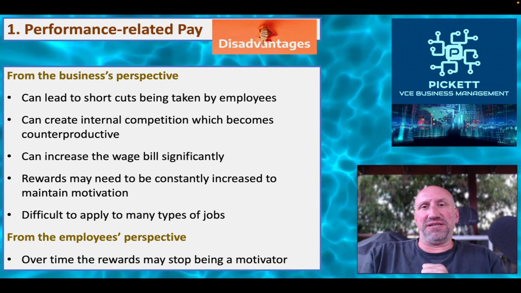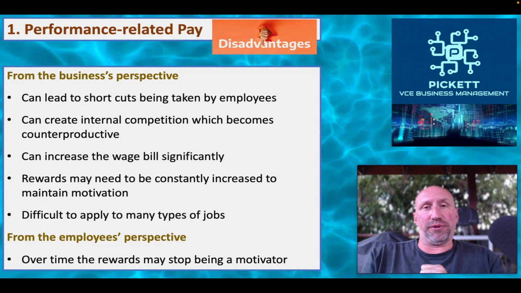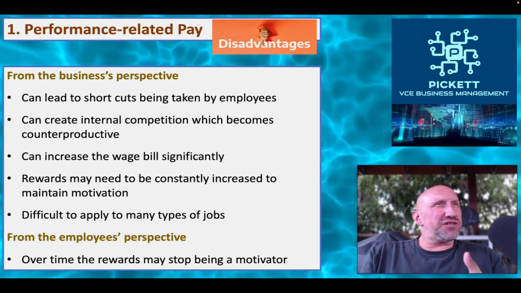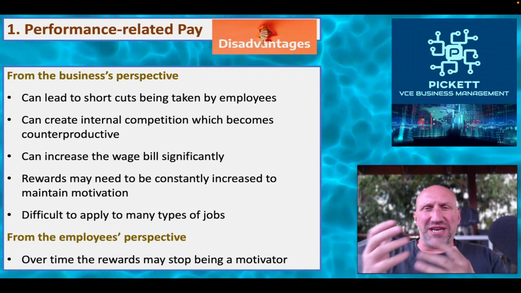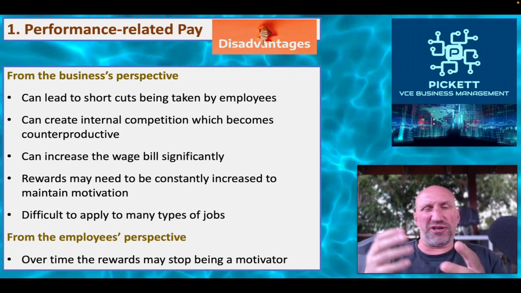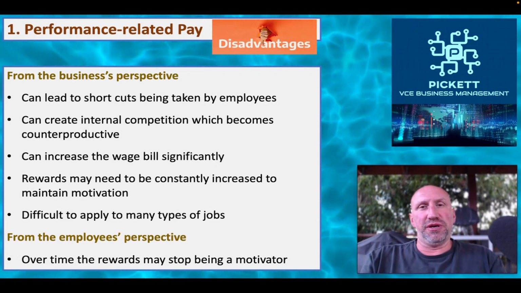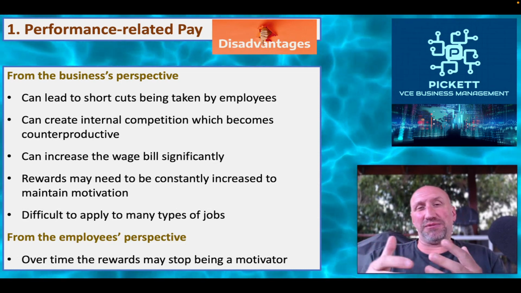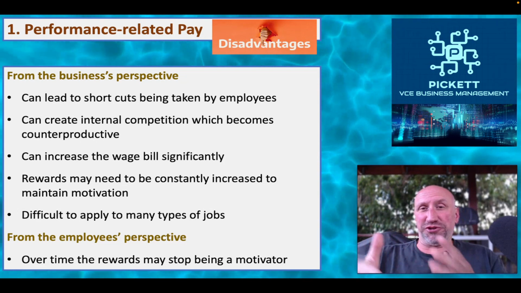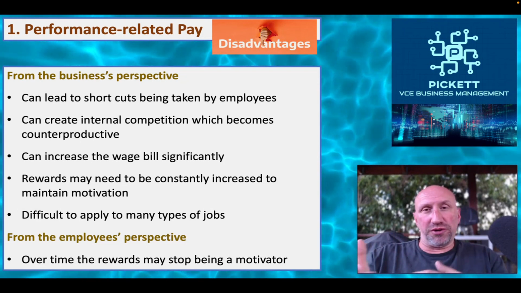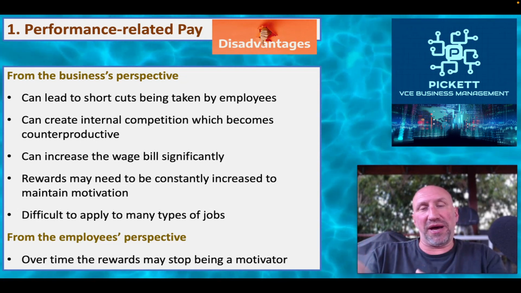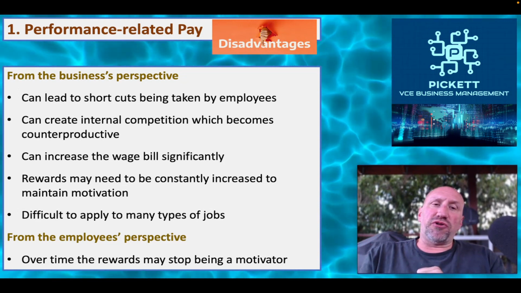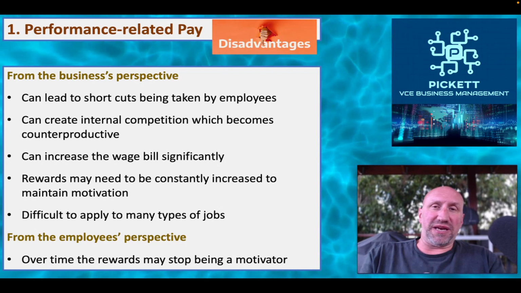Now, disadvantages from the business's perspective. It can lead to shortcuts being taken by employees. So, for example, if you're setting your PRP based on number of units produced, you might find employees taking shortcuts, which means perhaps quality might suffer just to produce more in order to reach those targets and get paid more money. That makes some sense.